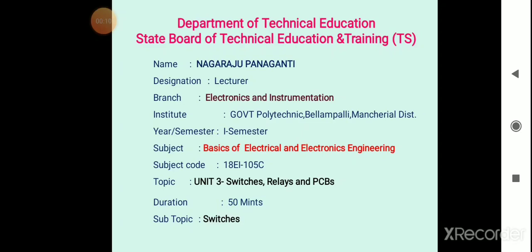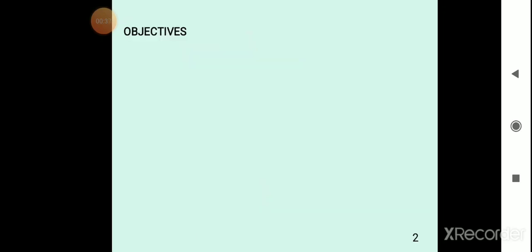The third chapter deals with switches, relays, and PCBs. Already we know what switches, relays, and PCBs are. We have three topics in this chapter. Today we are going to discuss the switches. Today's topic is switches.